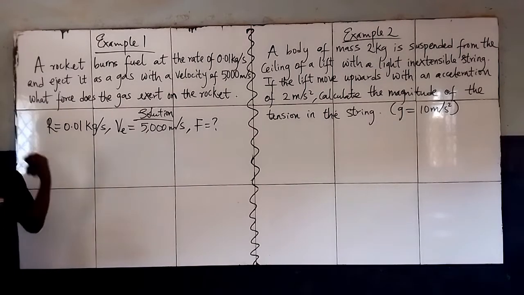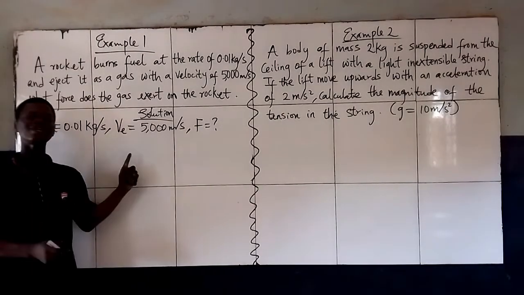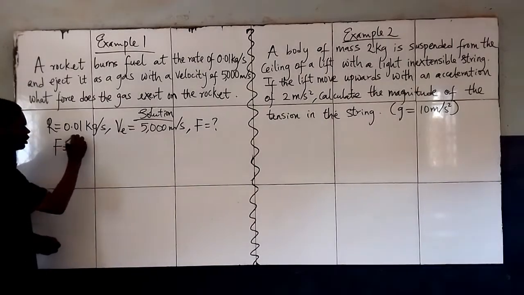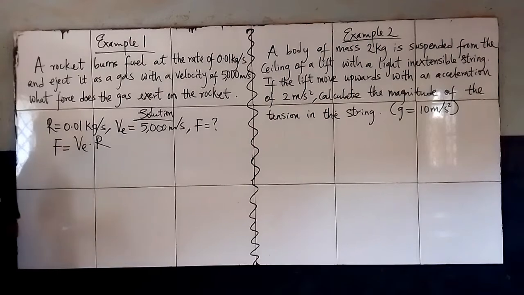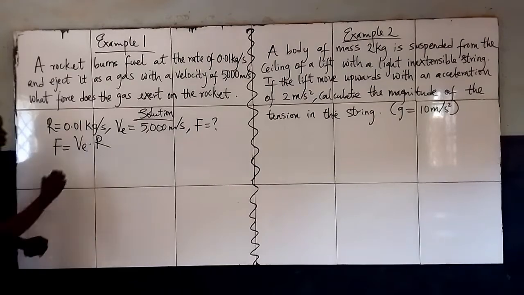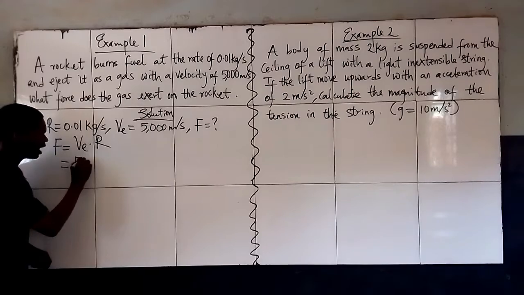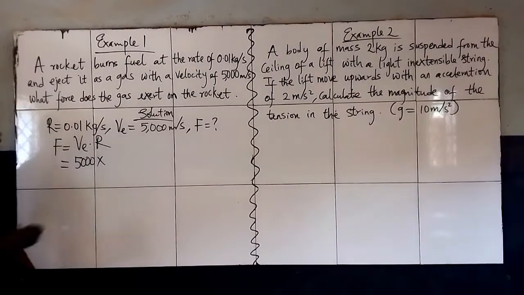Now go back to it and tell me what formula do you think contains the rate, VE and F at the same time? The answer is F equals VE times the rate. This is the formula I'll be making use of for this very question. Now ask yourself, we are going to be inputting now. Watch out. What is the value for VE? It's 5,000. 5,000 times what is the value for R?